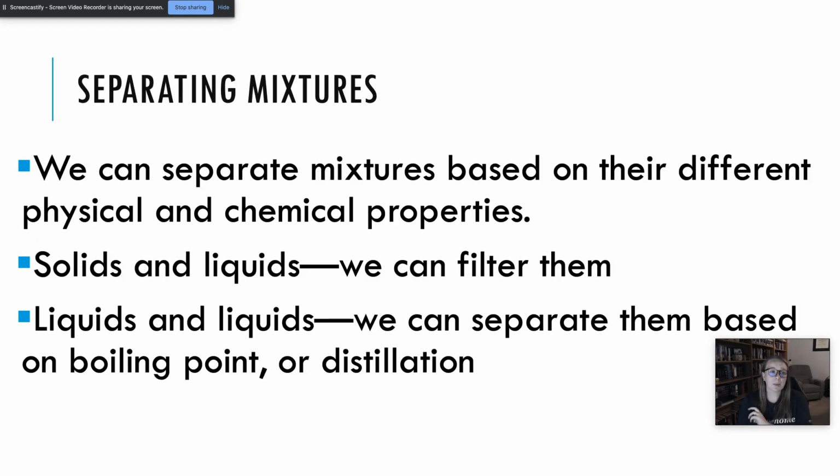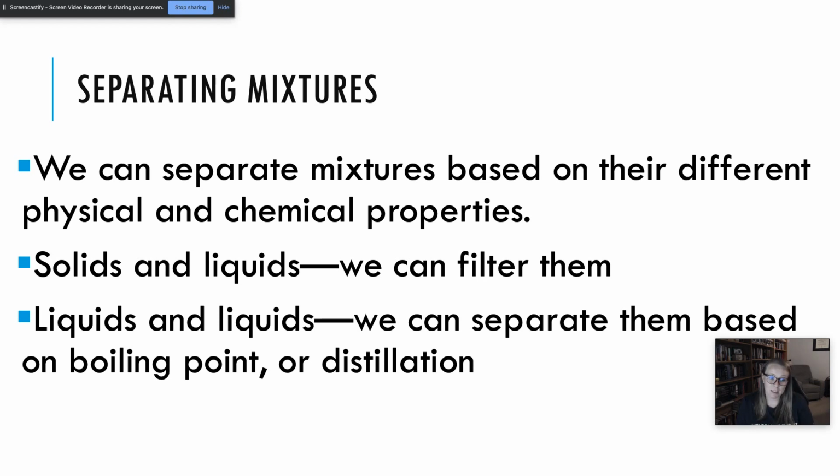When we talk about separating mixtures, we can separate them in a whole bunch of different ways based on their different physical and chemical properties. For some examples, if we're talking about solids and liquids, generally we can filter those. If you think about water and sand, if you dump a mixture of water and sand on a filter, the sand will stay on top of the filter and the water will go through.